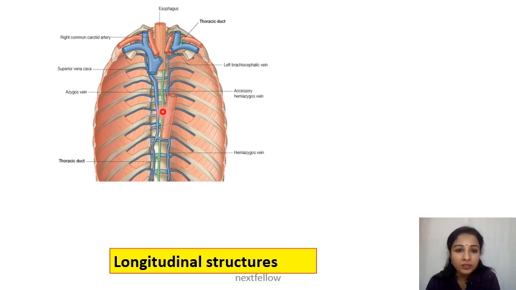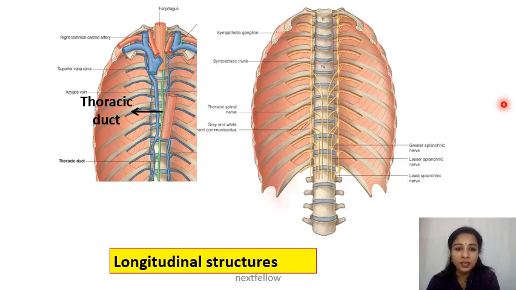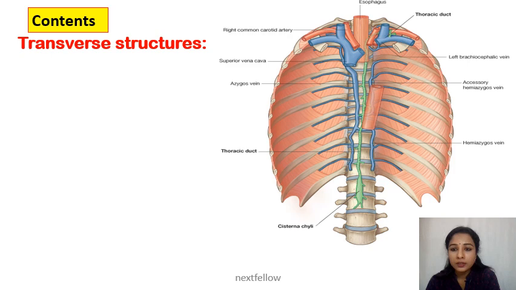Again, longitudinally: azygous vein, thoracic duct, esophagus, and descending aorta. Thoracic duct. And also we have splanchnic nerves, which are longitudinally present, and vagus nerves. And transversely running structures, we can see the transversely running intercostal veins draining into the azygous venous system, and also the termination of hemiazygous and accessory hemiazygous.